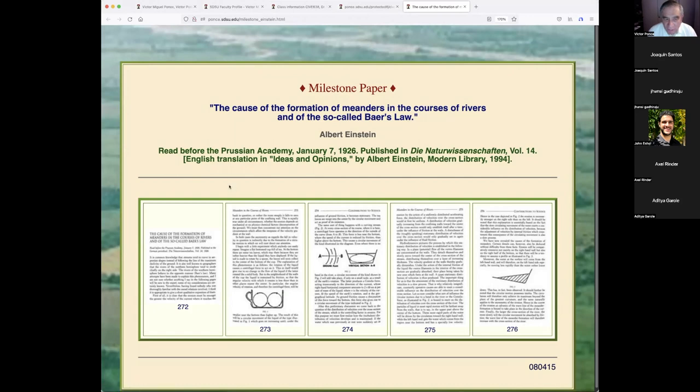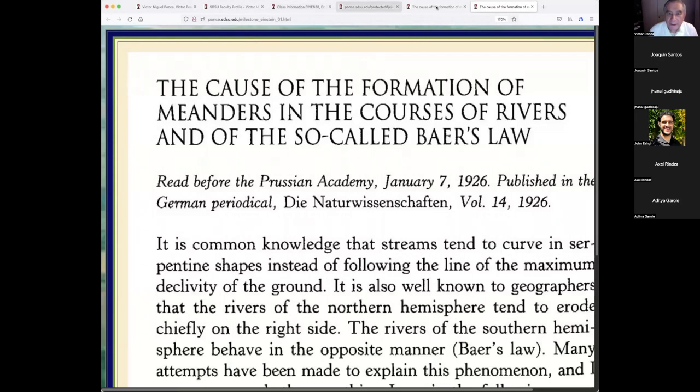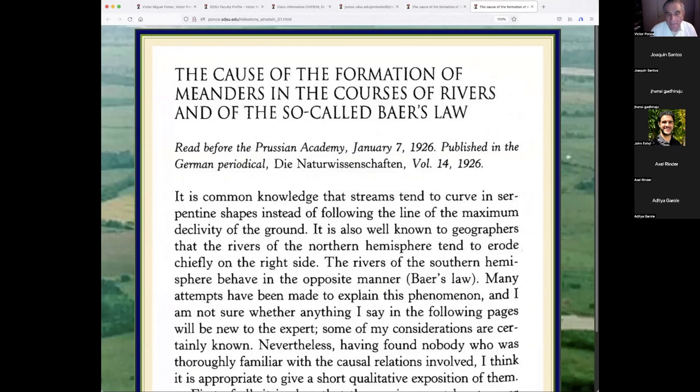Read before the Prussian Academy, January 7, 1926, and published, and then it became part of a book because everything that Einstein put together was eventually translated into English and many other languages, I presume. So I got a hold of the book many years ago, maybe 20 years ago, and scanned this part on the cause of the formation of meanders. Let's make sure that we make this visible. Okay, there we go. So let's play to be Einstein a little bit here for the next 15 minutes.